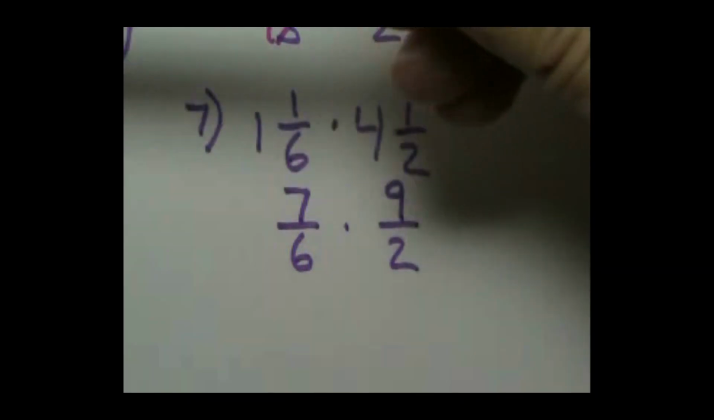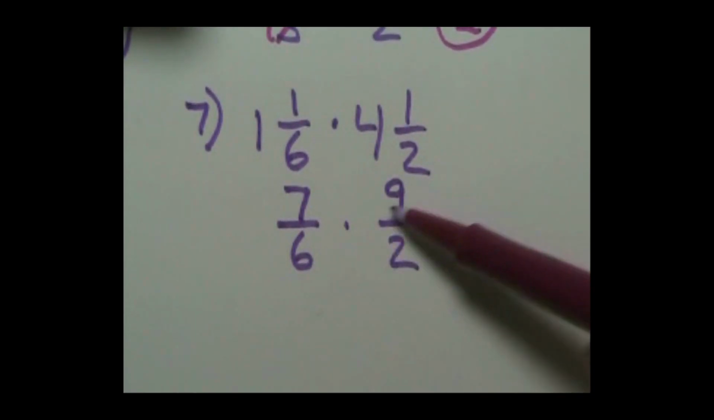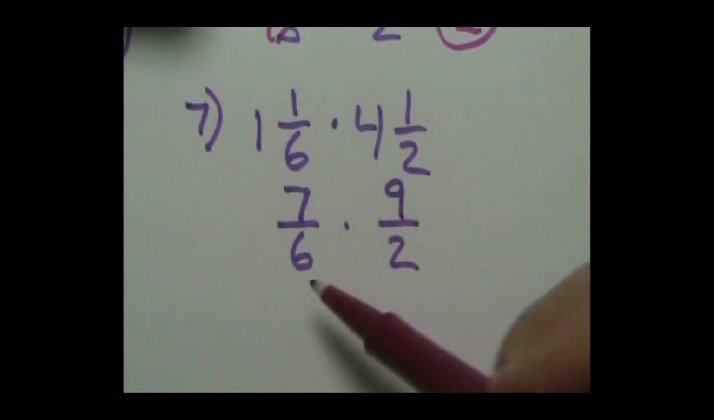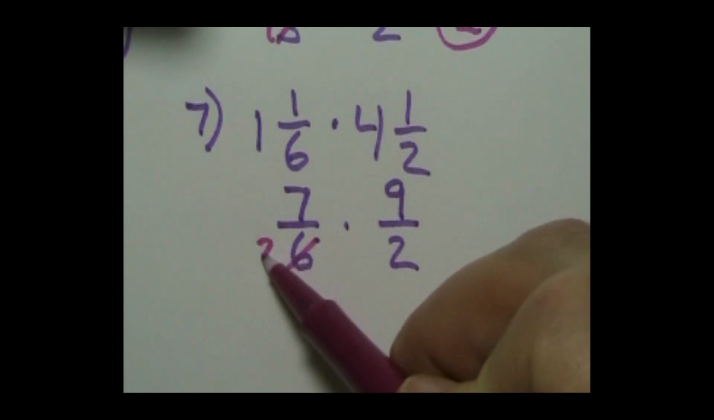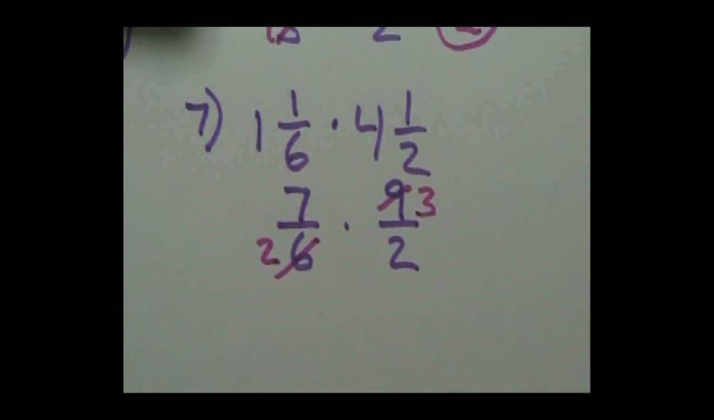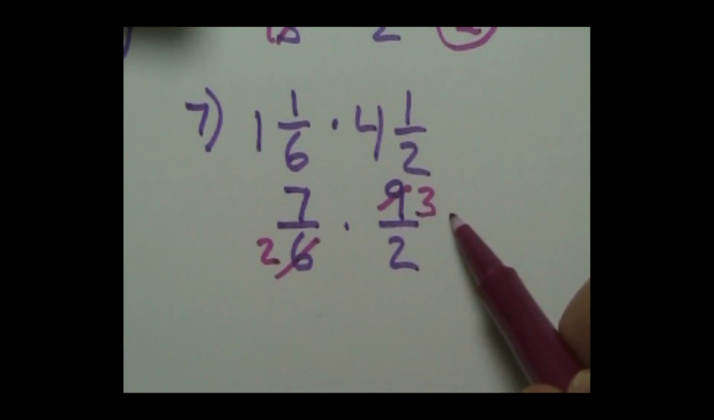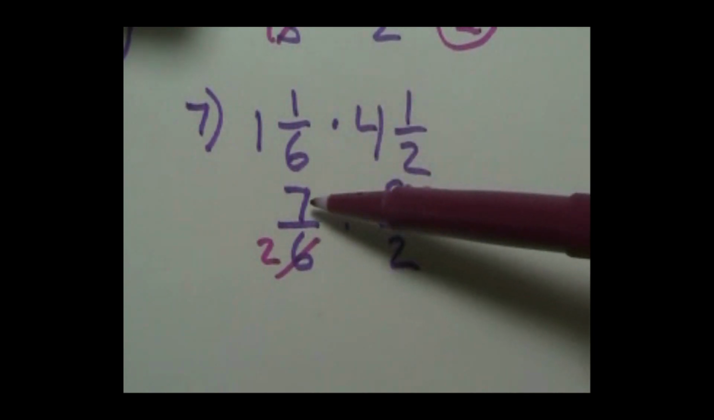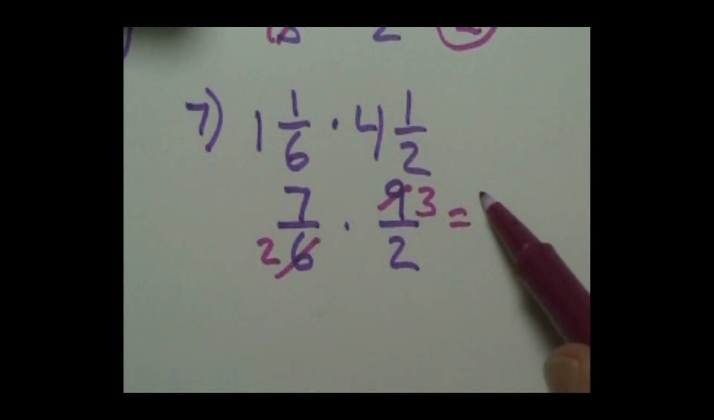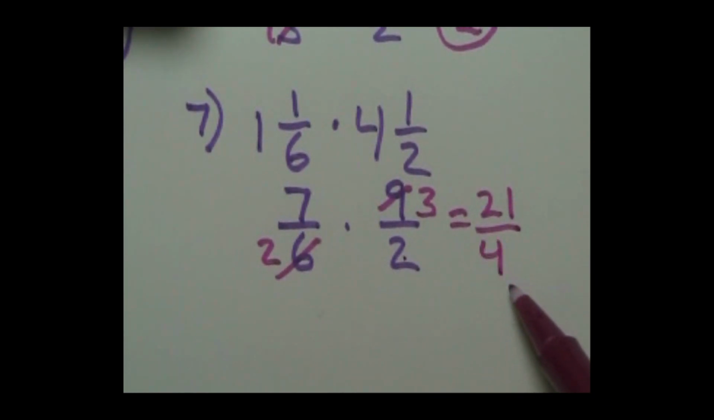Okay, so now we can start reducing, if there's anything. Let's see, 2 and 7, no, but 6 and 9, 3 will go into both of those. 3 goes into 6 twice. 3 goes into 9 3 times. See, that 3 went into both of those, 2 times and 3 times. So now I multiply 7 times 3, that's 21, and 2 times 2 is 4.